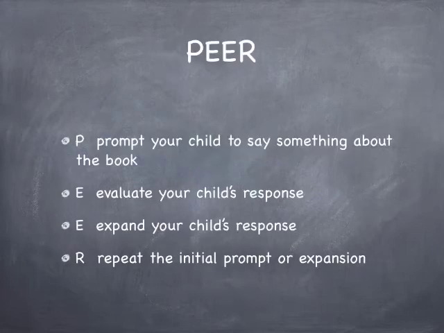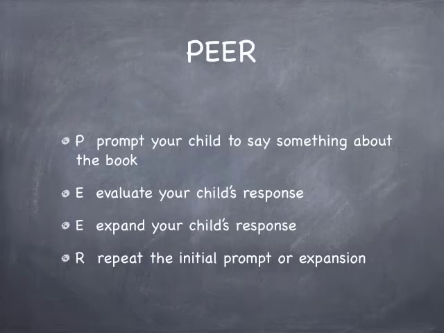The first is PEER. These letters remind you of the steps in dialogic reading. When prompting, you might ask a question about the illustration or about what happened. You just want your child to start talking about the book. A simple "you're right" communicates that you've heard their contribution. To expand your child's response, just build off what he or she said. You may ask for more information or suggest new vocabulary words that they can use.